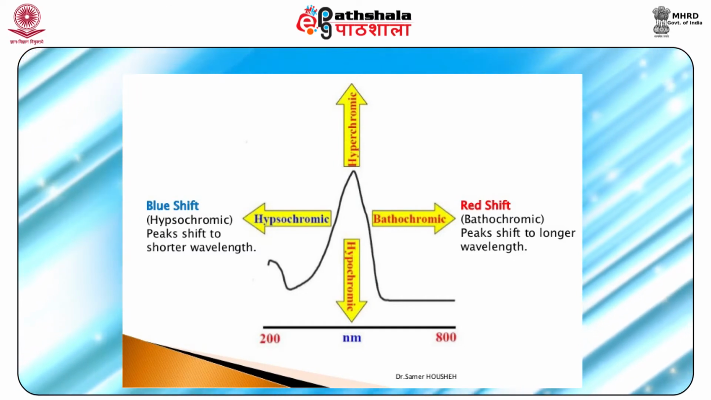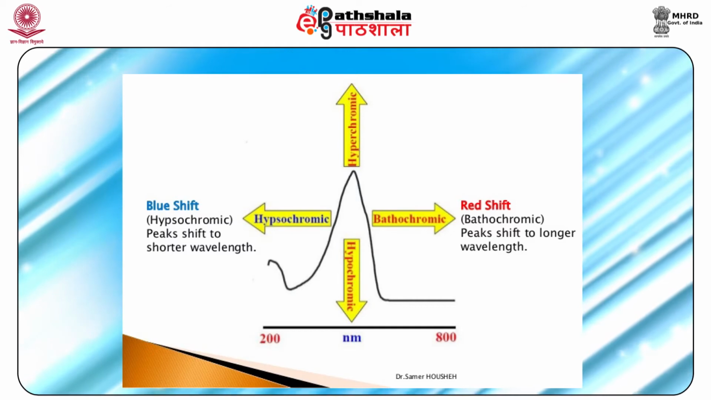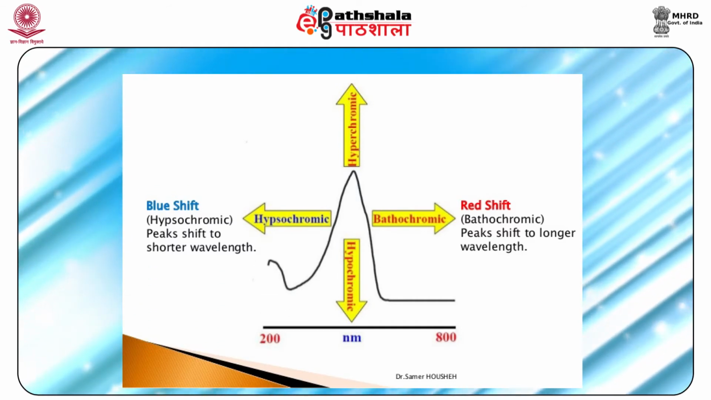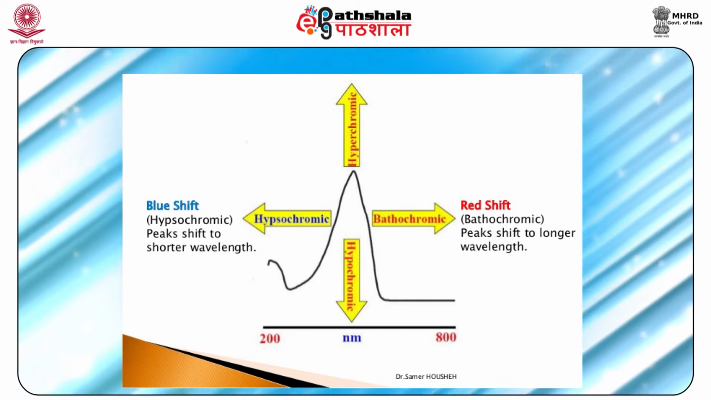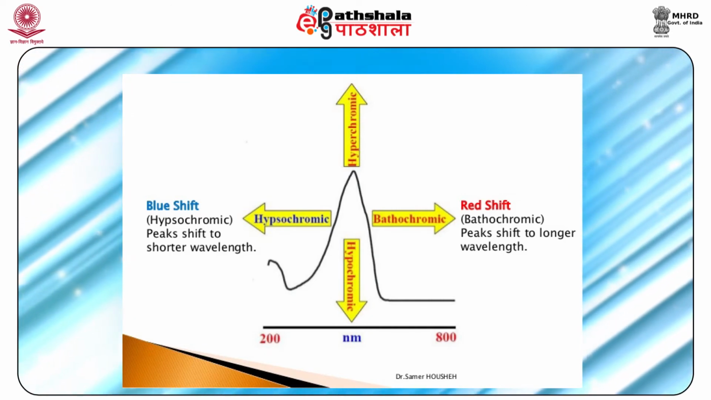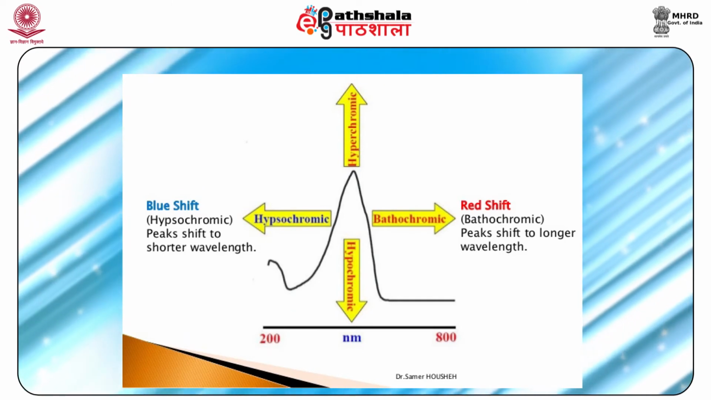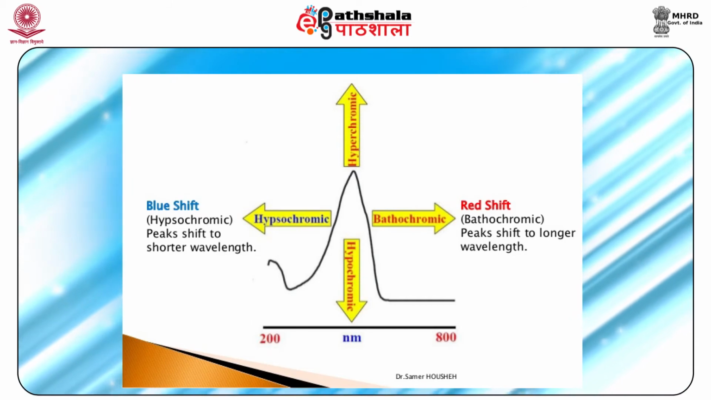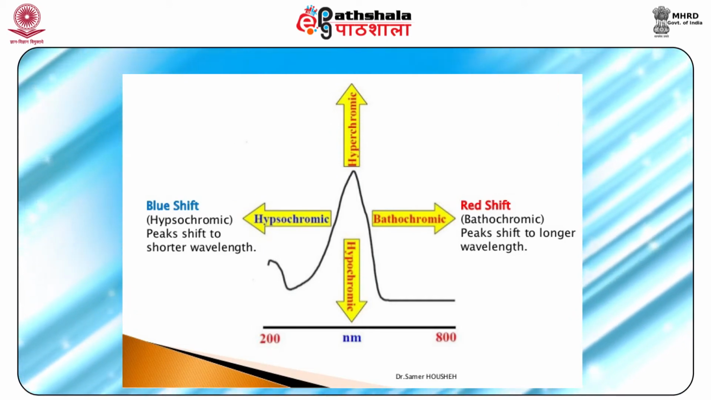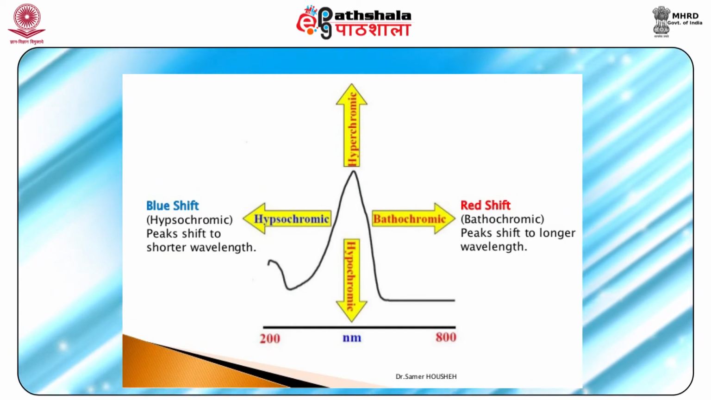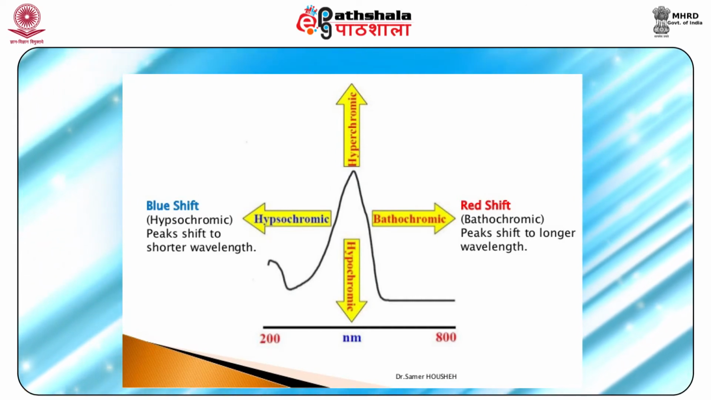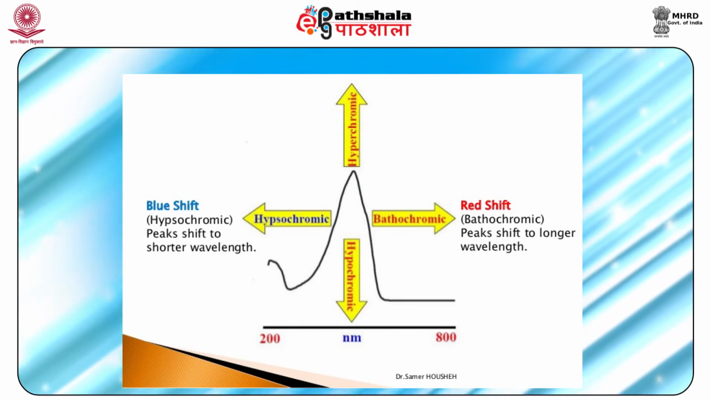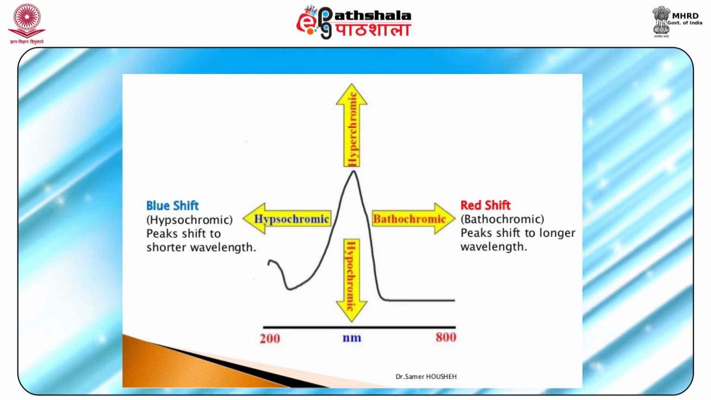Next, auxochrome may result in blue shift or hypsochromic shift. The presence of auxochrome may result in a shift of absorption maximum towards shorter wavelength, which is called hypsochromic or blue shift. Now, auxochrome can result in hyperchromic effect: an increase in absorption intensity due to the presence of substituents with chromophore is called the hyperchromic effect. Auxochrome may also result in hypochromic effect: a decrease in absorption intensity due to the presence of substituent with chromophore is called the hypochromic effect. We can explain this by taking this figure into account.